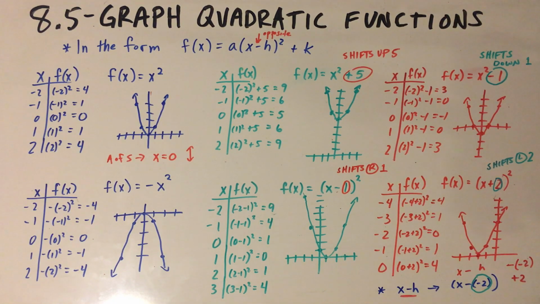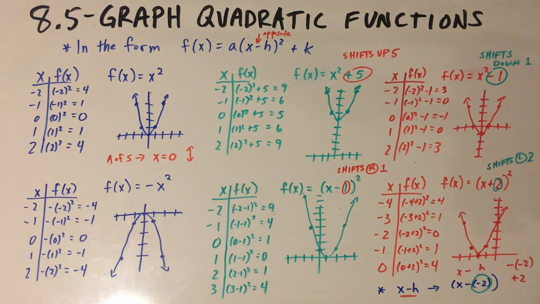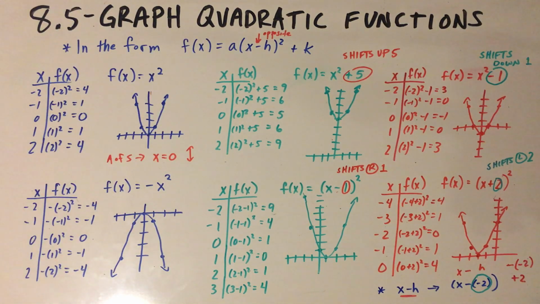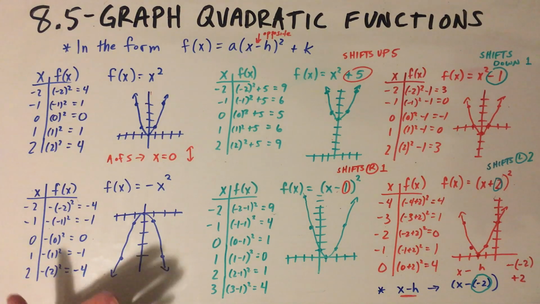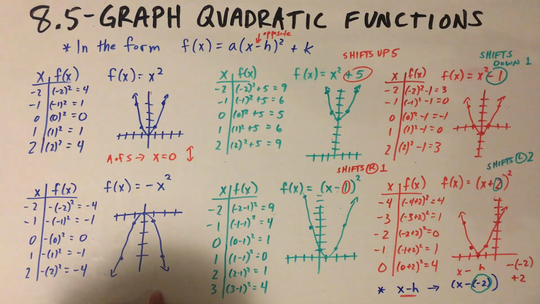Well, what does a do? Well, let's check out this graph over here. One thing that we need to know and remember is that if a is positive, then the graph is going to open upward and look like our regular parabola. Well, what about if it's negative? Well, all that does is make every one of these values negative, which flips this graph upside down.